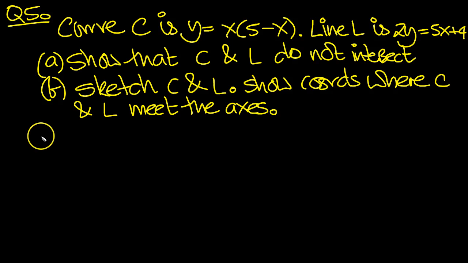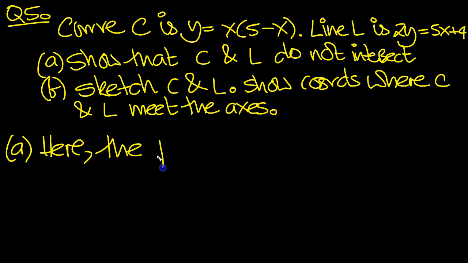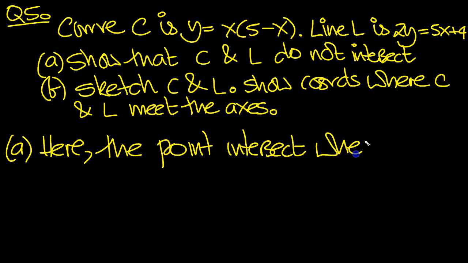So here's the question then, let's have a little look at it. Show that these points do not intersect. So here, the points intersect when... so sub y equals this into this, then 2y, so 2 lots of x, 5 minus x, so there's y, and it's 2y equals 5x plus 4.